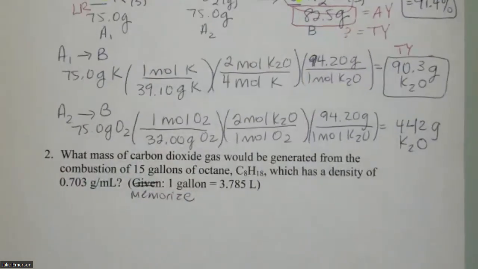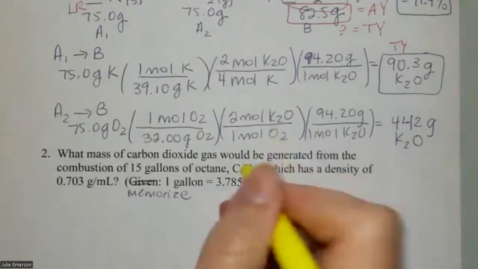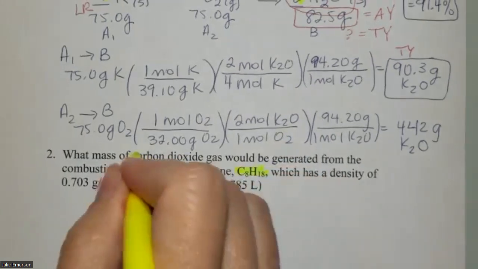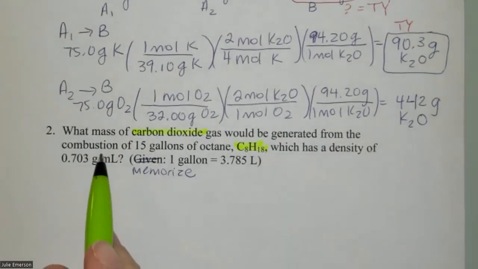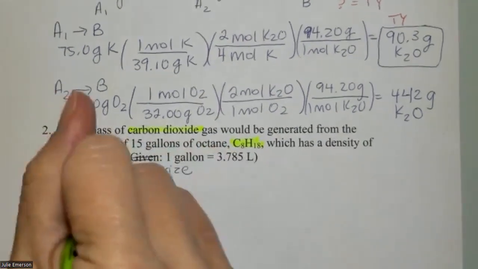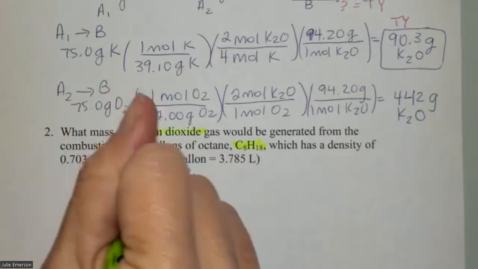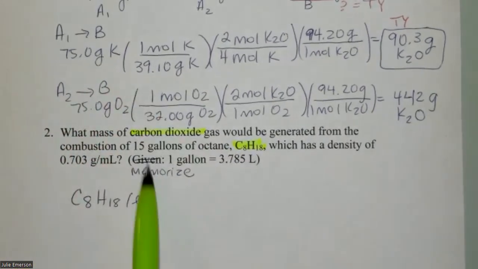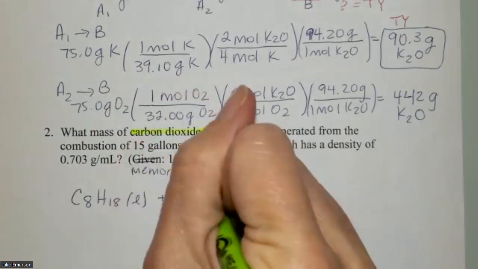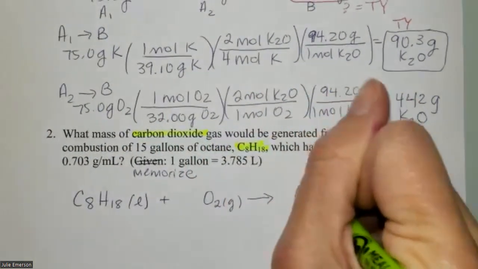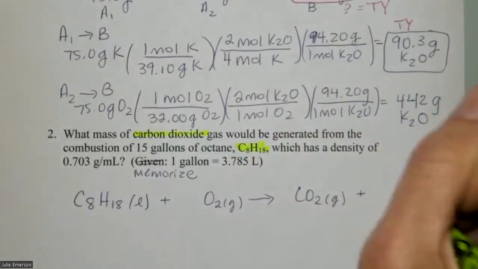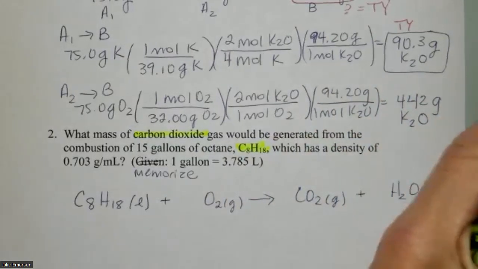Okay, so first thing is, I noticed that I am comparing octane and CO2. So the first thing I need is the balanced equation. So I've got a combustion reaction. So we looked at those. You take your C8H18. It's a liquid because we're talking about gallons. We need oxygen from the air to convert all of the carbon into carbon dioxide and all of the hydrogen into steam.